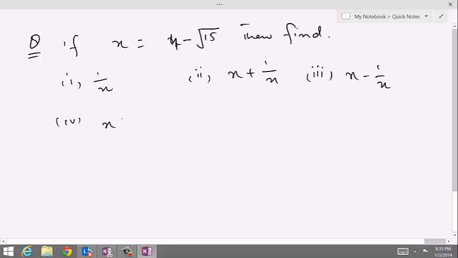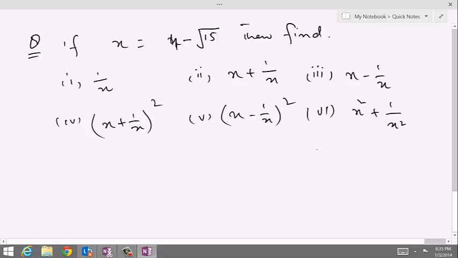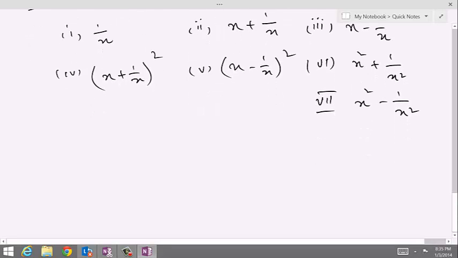fourth, x plus 1 over x whole square, and we want to find out what is x minus 1 over x whole square. And sixth part, we want to find out what is x square plus 1 over x square, and we also want to find out, as seventh part, x square minus 1 over x square. So we will make extensive use of this rationalization technique and see how we find all these quantities. Let's get started.